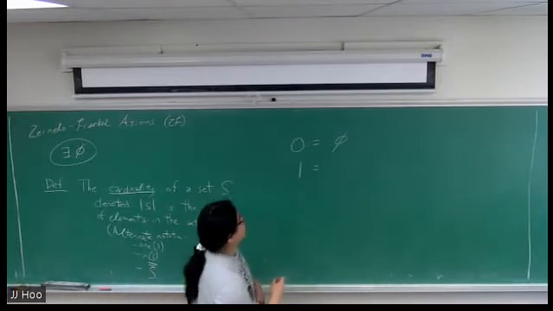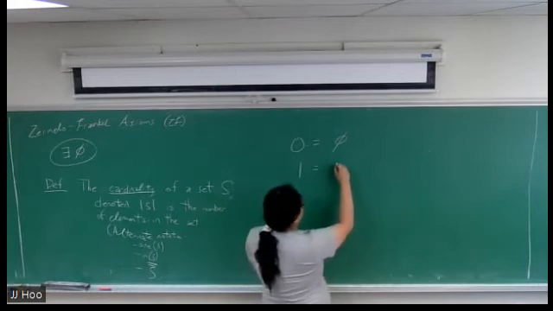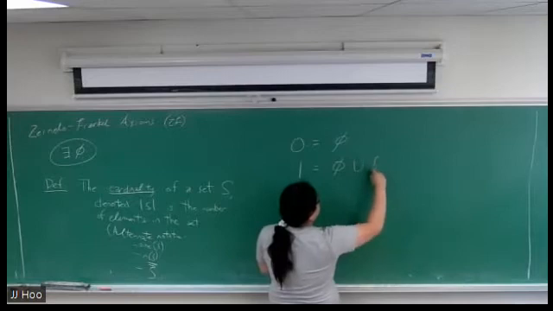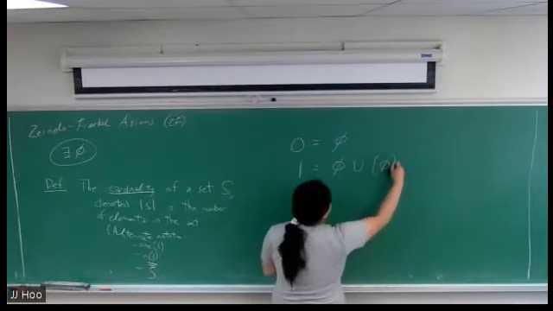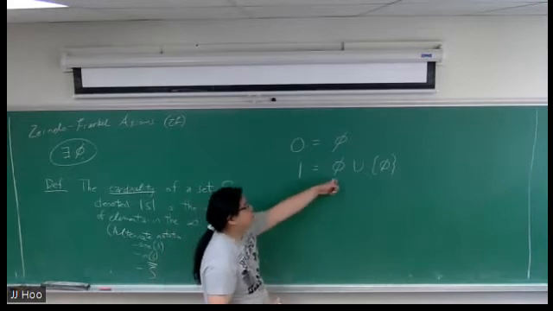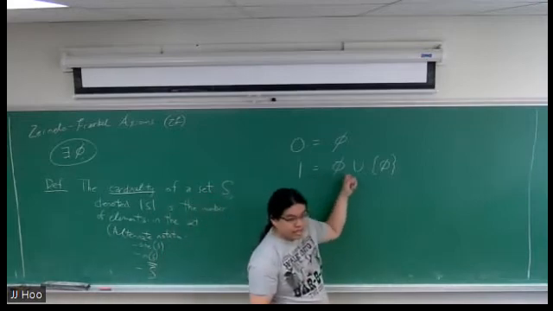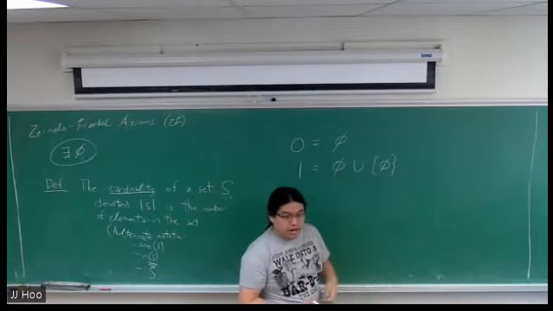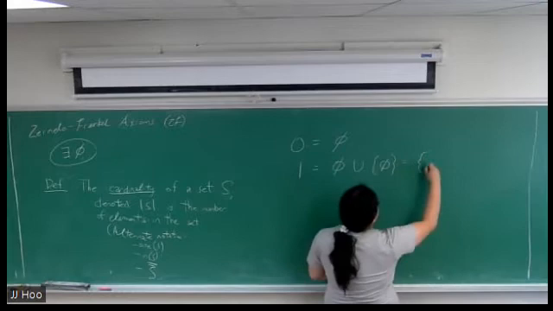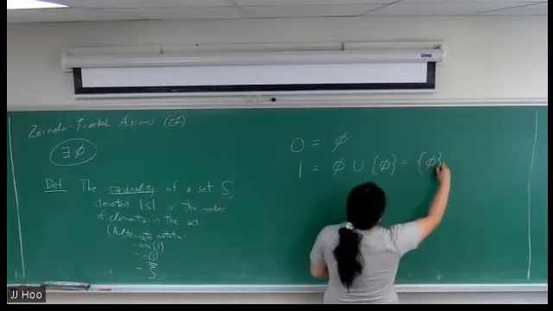I can do this, and I can say that this is the empty set union the set containing the empty set. Right. And so when I take a union, if I have nothing over here, and I take a union, well, it's going to remain the same, right? So this is really equal to the set containing the empty set.